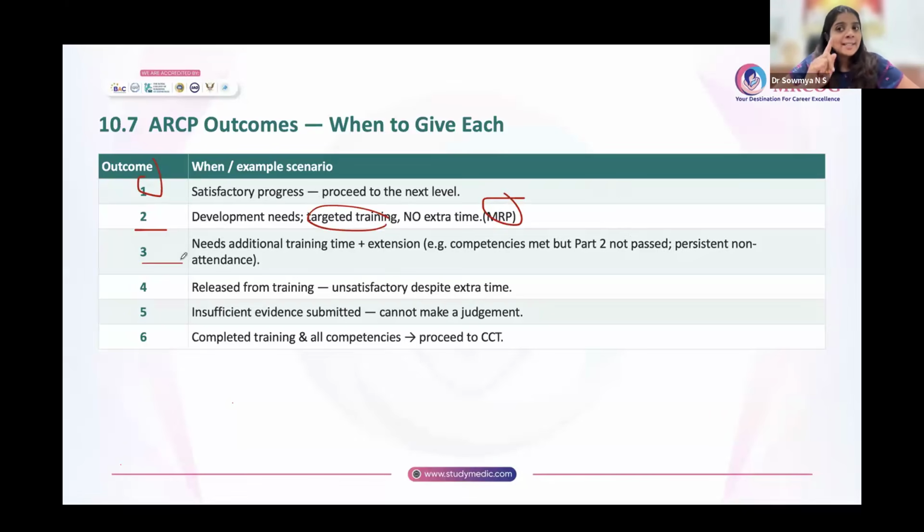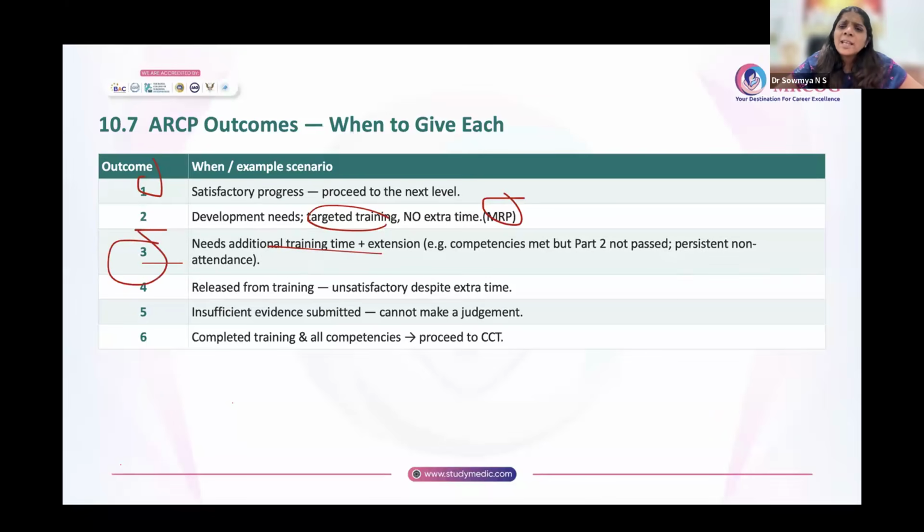Outcome 3. As I mentioned, you are super, but you are not passing your exams. So you are not allowed to move from ST5 to ST6 unless you clear your Part 3 MRCOG. So you need additional training, time and extension, because exams come only twice a year. It is the same for UK candidates and for overseas candidates. So that is when you get outcome 3.